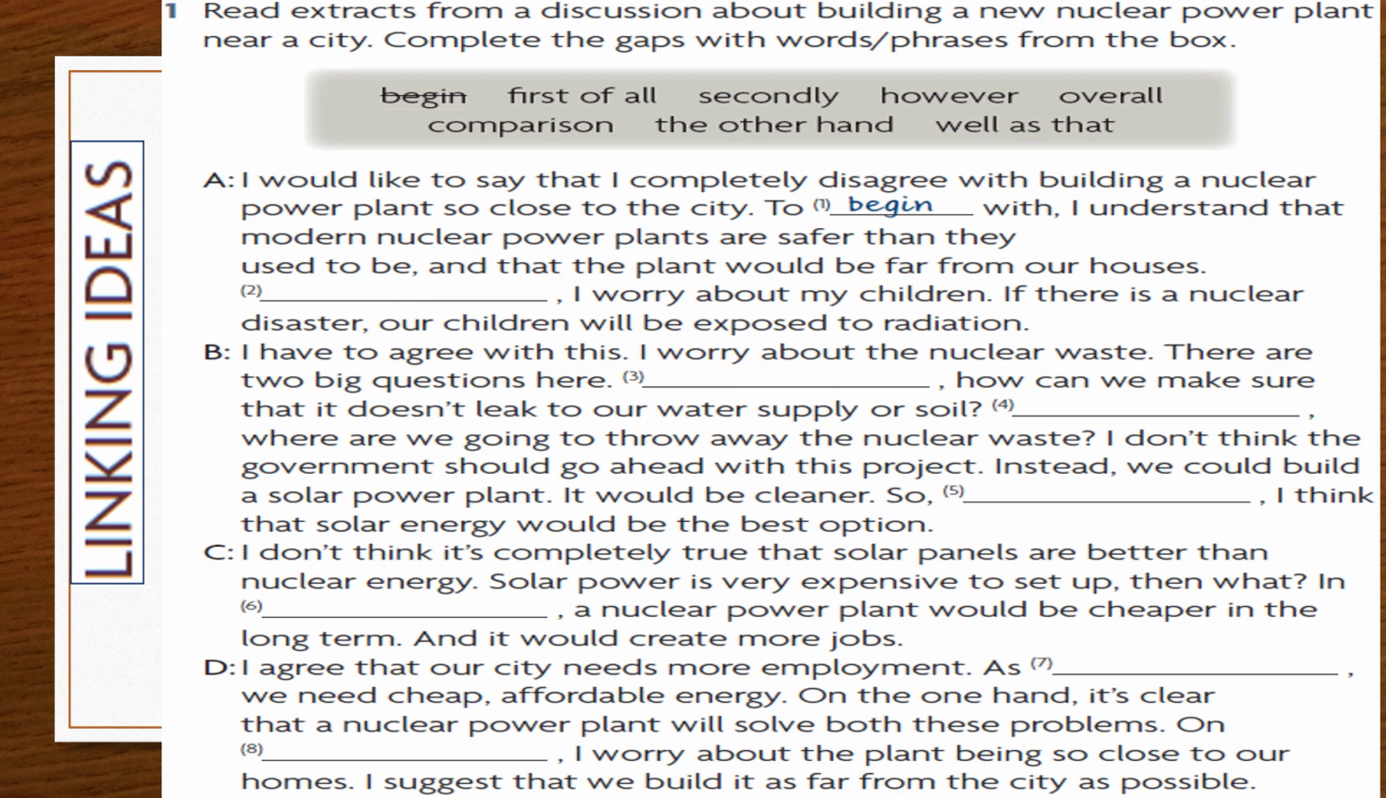So, to begin with, I understand that modern nuclear power plants are safer than they used to be, and that the plant would be far from our houses. And then she's mentioning an opposite, contradicting argument. I worry about my children. She was saying that it's safer, and then she changed the argument into an opposite one. I worry about my children. If there is a nuclear disaster, our children will be exposed to radiation. So, however, turns an idea into an opposing, contradicting argument.